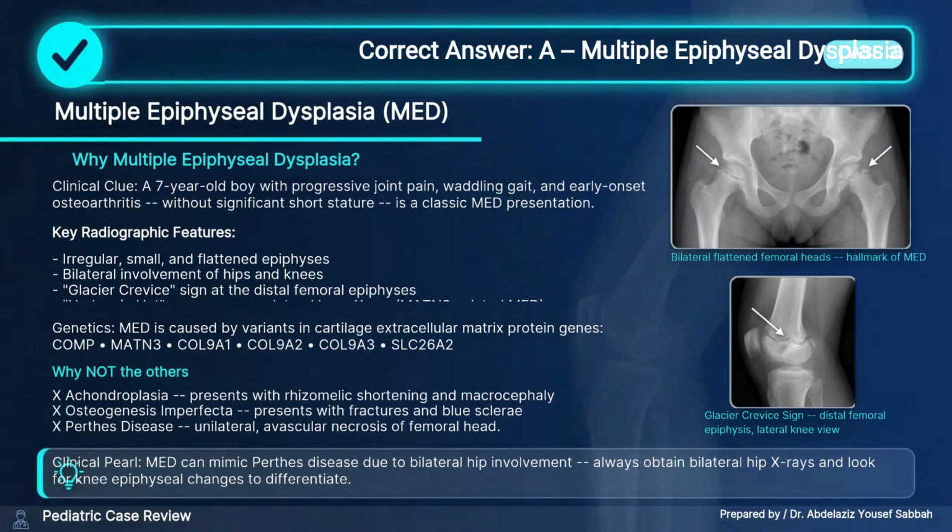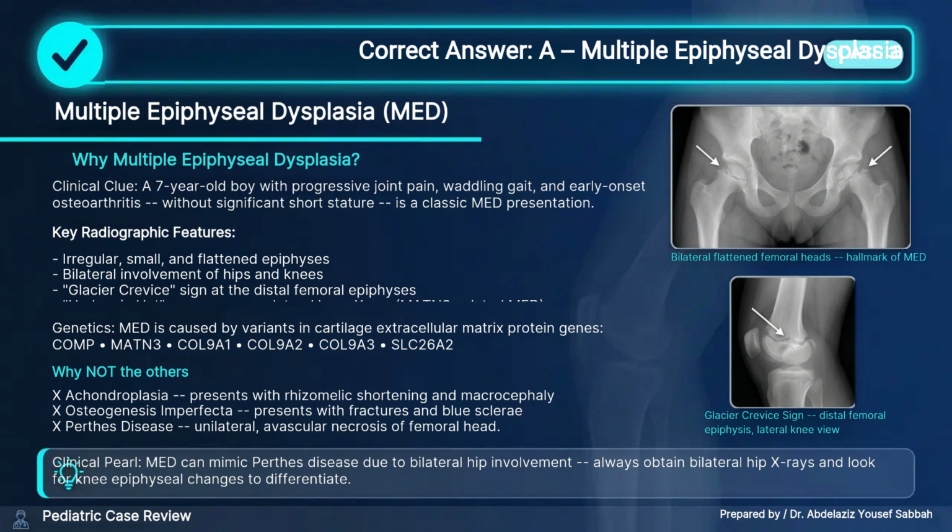This 7-year-old presents with the classic pattern of multiple epiphyseal dysplasia: progressive bilateral joint pain, waddling gait, and bilateral irregular, flattened epiphyses without significant metaphyseal or spinal involvement. Key radiographic hallmarks include the glacier crevice sign at the distal femoral epiphyses and the harlequin hat appearance on lateral knee X-ray in EPYC3-related multiple epiphyseal dysplasia.